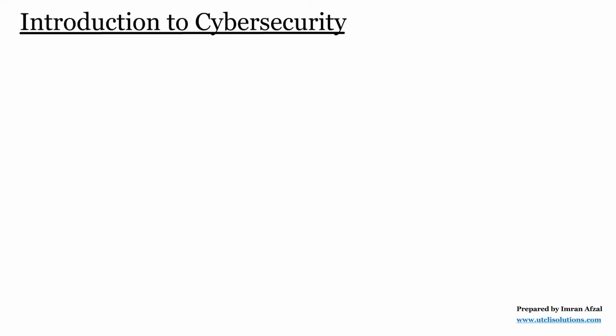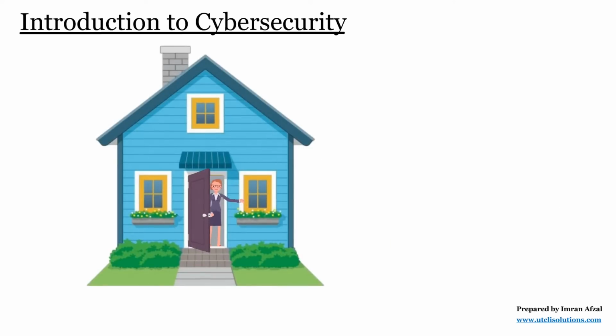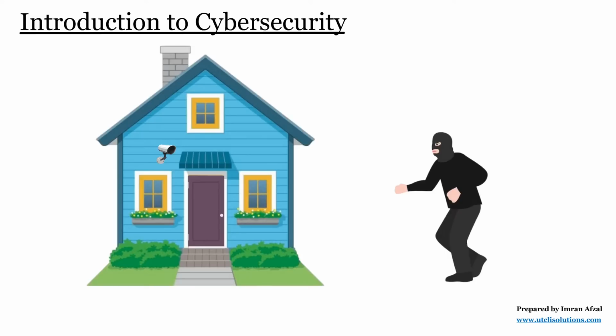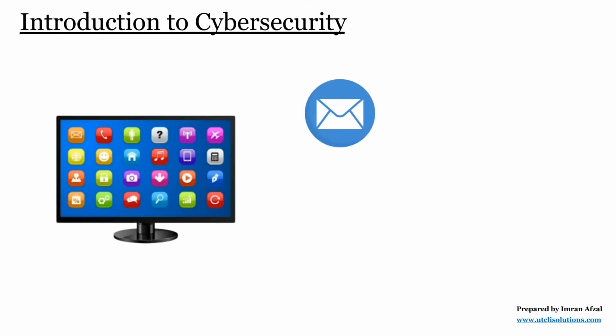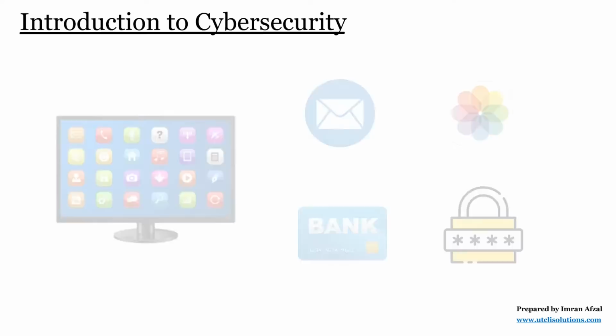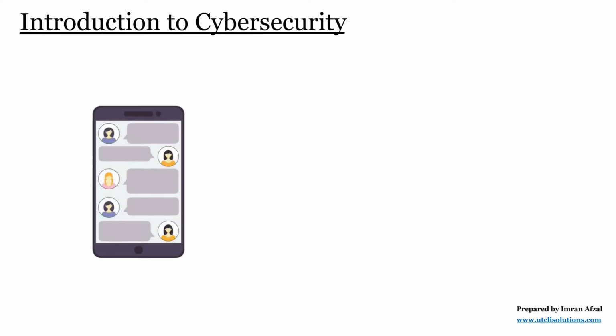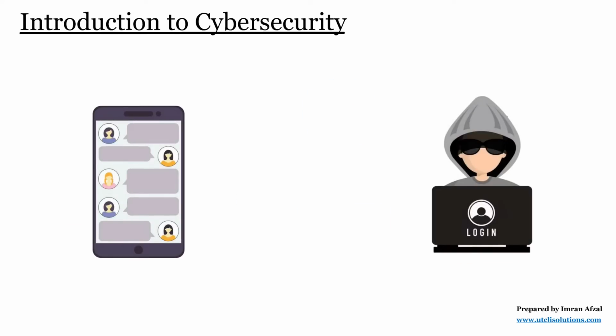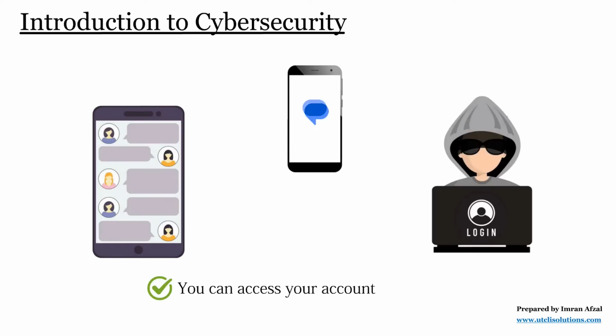For example, if you have a house, you must close the door, lock it, and maybe even install a camera so that no thief can enter. Cybersecurity works in the same way, but instead of protecting your house, it protects your digital things like your email, photos, bank accounts, and passwords. For example, when you use social media, you don't want someone else to log into your account and send messages pretending to be you. Cybersecurity makes sure only you can access your account.